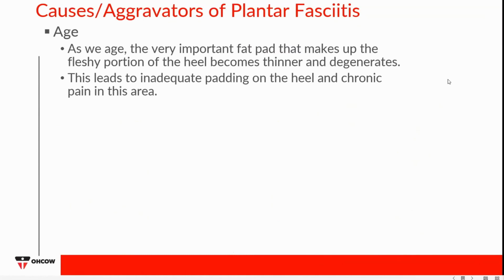Age, as we know, as we get older, the fat pad that protects the heel becomes thinner and it starts to degenerate. This is just a physical thing that leads to inadequate padding in the heel region, and it can cause either a problem with the plantar fascia itself or just plain heel pain.